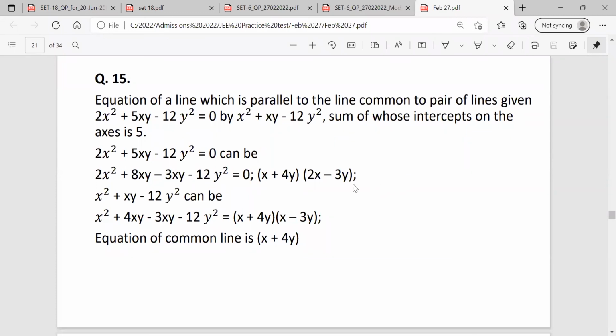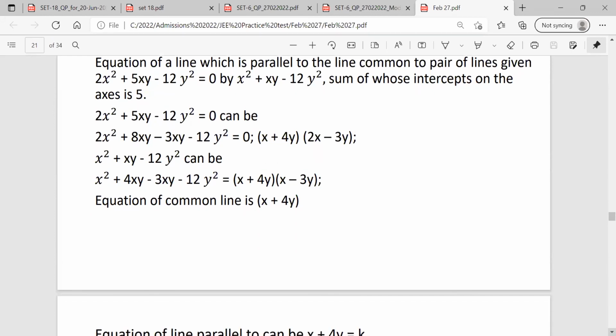So I have two lines here: x plus 4y and 2x minus 3y. And the next part is x square plus xy minus 12y square. We can write this as x square plus 4xy minus 3xy minus 12y square. Solving this, I have x plus 4y and x minus 3y. So now we have an idea about the common line. The equation of the common line is x plus 4y.